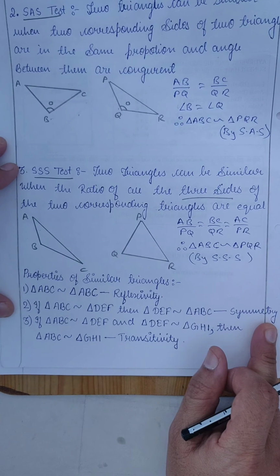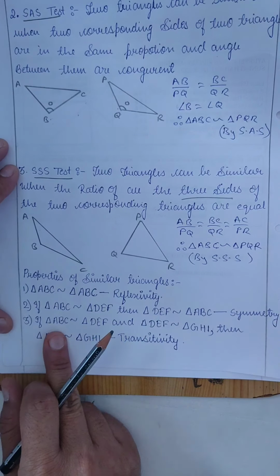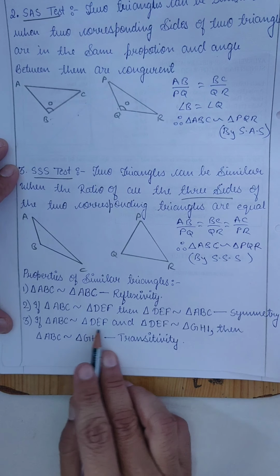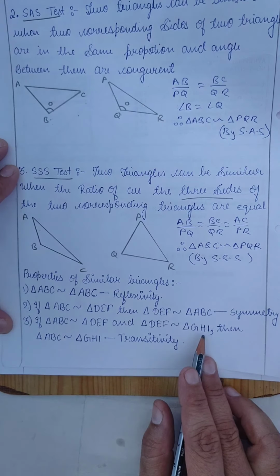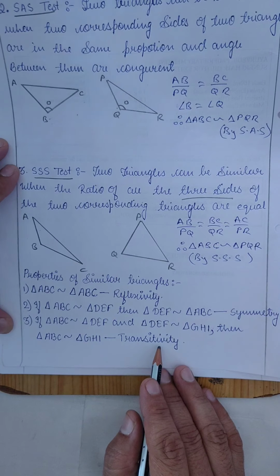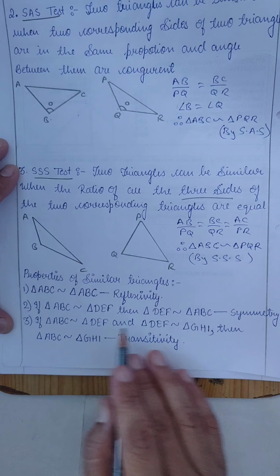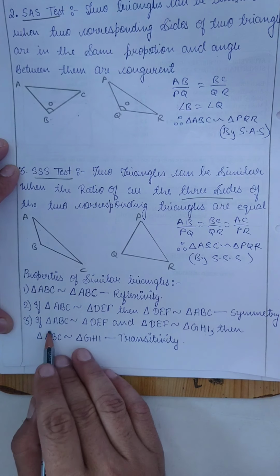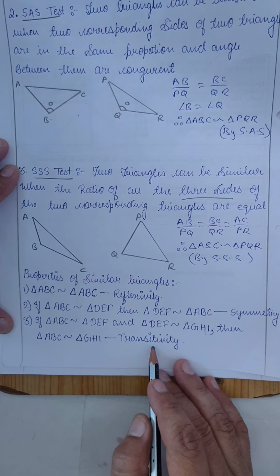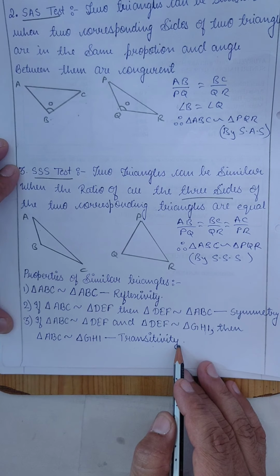Hence it is symmetry. And the last one: if triangle ABC is similar to triangle DEF and triangle DEF is similar to triangle GHI, then we can say triangle ABC is similar to triangle GHI. It is called transitivity. That means if the first triangle is similar to the second, and the second is similar to the third, then the first triangle is similar to the third. It is called the transitivity test.